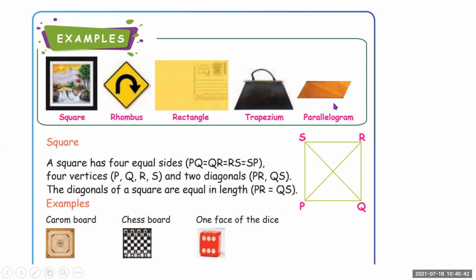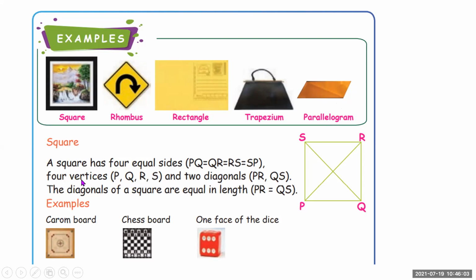And this shape is called a parallelogram. It has four sides, and these two sides are parallel, and these two sides are parallel. That's why it's known as a parallelogram. Okay, so let us take one by one.